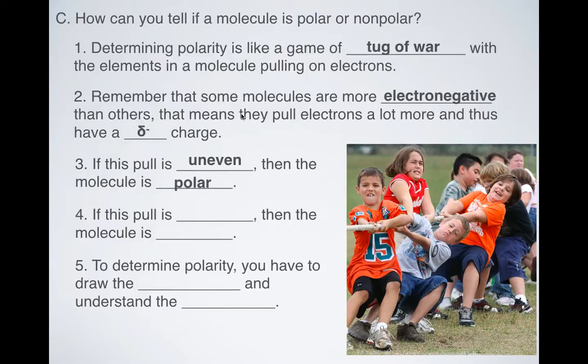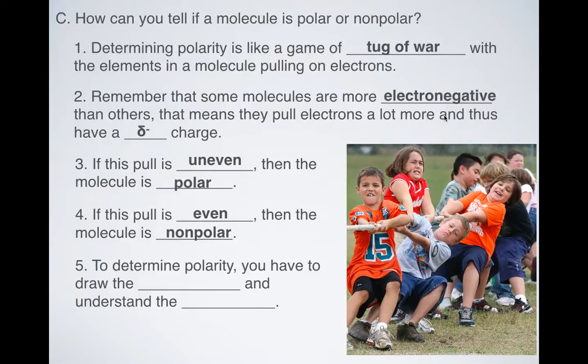So again, we defined what polarity was before, but the key now is that it is because of the unevenness of those electrons being shared that polarity is even a thing. That's what makes things polar. Now, if the pull, on the other hand, is even, then that means that the molecule is nonpolar. If the electronegativity of both is the same, or if the pull is equal, it's like playing a game of tug of war and you're equally matched, then there's not really going to be a charge difference at all, and so your molecule is nonpolar.